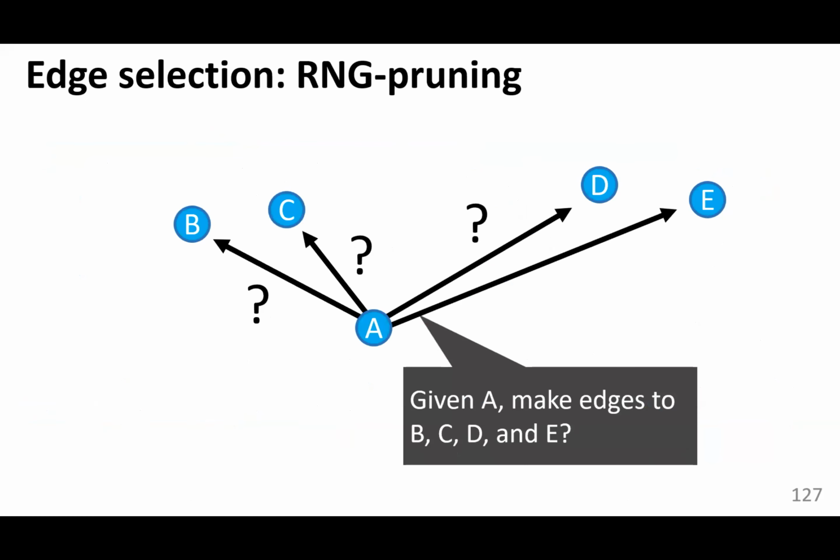Okay, so edge selection strategy. So the problem now is like this. There are B, C, D, E, and A here. So given A, how to make edges to B, C, D, E. So which one should we select? That's the problem.